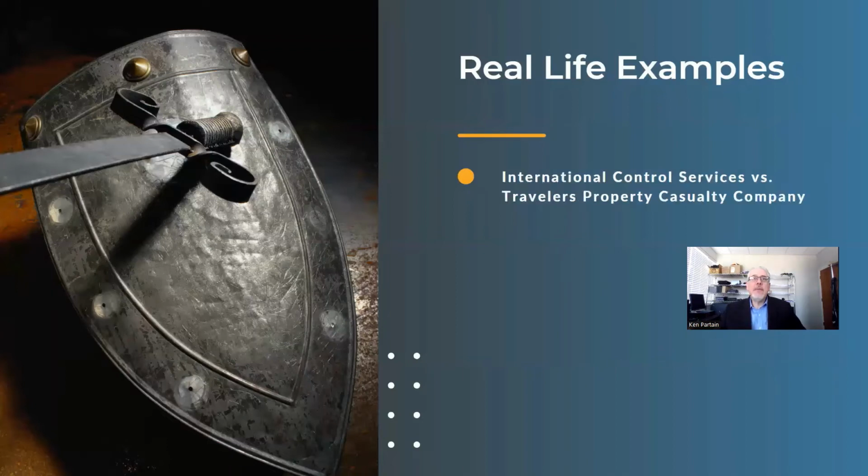And number 3, International Control Services versus Travelers Property Casualty Company. Travelers Property Casualty Company requested a district court to reject International Control Services' ransomware attack claim. The company argued that International Control Services failed to properly use multi-factor authentication, which was required to obtain cyber insurance.